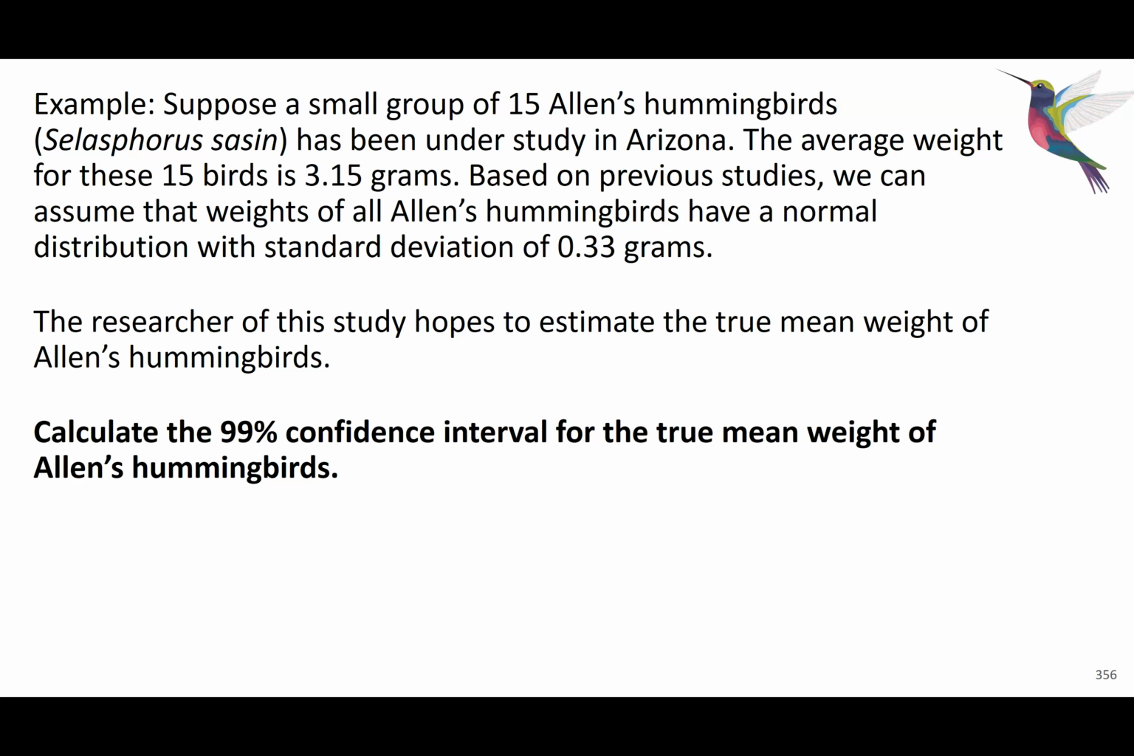And they take the average weight of these hummingbirds. I'm not really sure, I never see them sit still. And that's 3.15 grams, so they're very light. Based on previous studies, we can assume that weights of all Allen's hummingbirds have a normal distribution, that's handy, with a standard deviation of 0.33 grams. So usually whenever they say, oh, it is known, or previous studies show, we can usually relate that to the population. But if we weren't sure, that all kind of helps out.